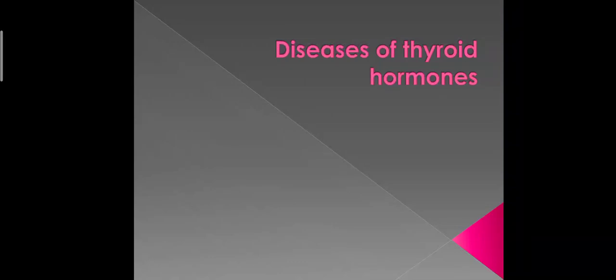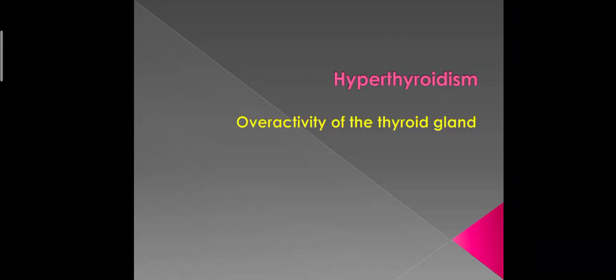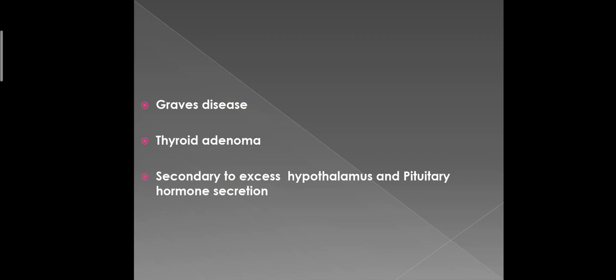Diseases of thyroid hormone. Hyperthyroidism. Hyperthyroidism is related with the overactivity of thyroid. Hyperthyroidism can be due to Graves' disease, and it can be because of thyroid adenoma, and it can be secondary to the excess hypothalamus and pituitary hormone secretion.